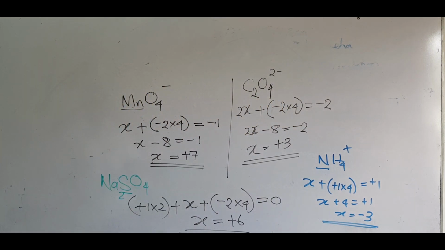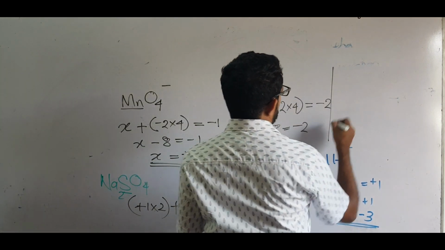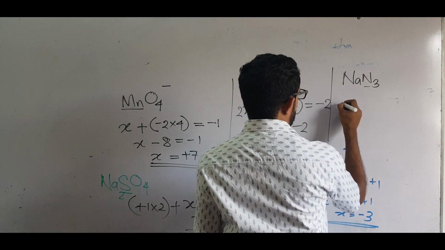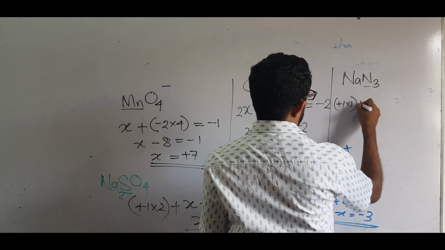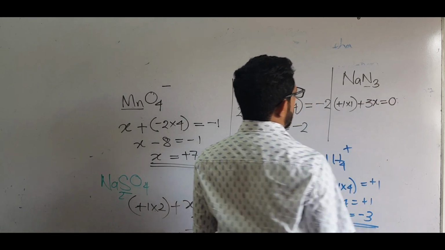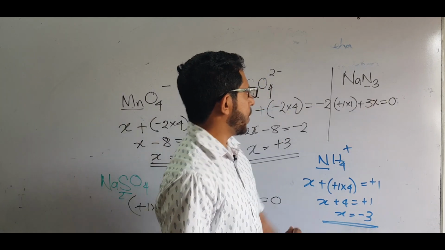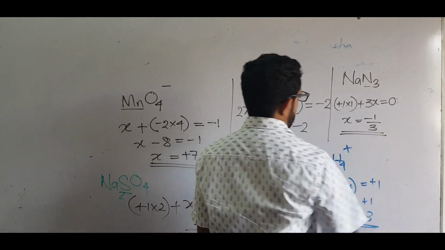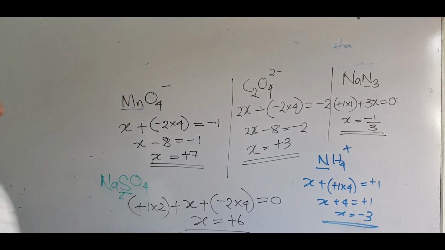So, it can be positive, it can be negative, and not only that, the oxidation state can be a fraction as well. There are compounds where the oxidation state is a fraction. For example, let us find the oxidation number in another one. Let us say NaN3, sodium azide, nitrogen. So, +1 into 1 plus 3x equals 0. The summation of oxidation states is 0. You have 3 nitrogens. So, x equals -1/3. See, the oxidation state of x is -1/3.